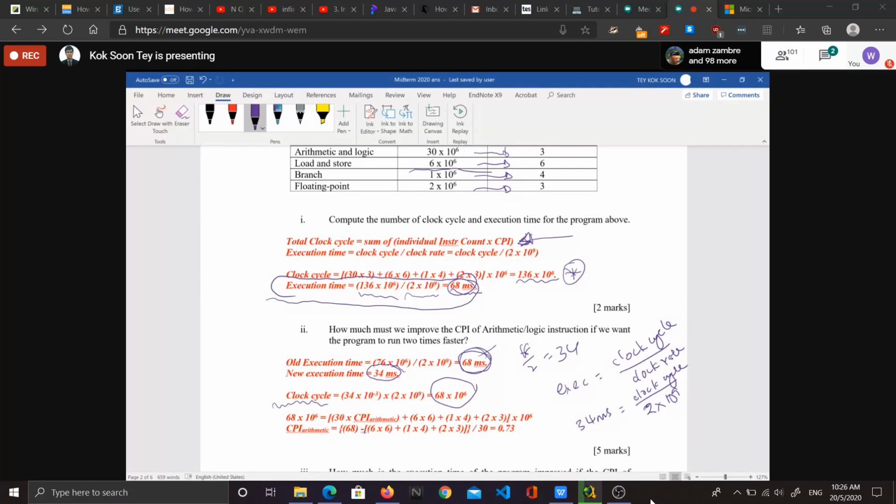6 times 6, 1 times 4, 2 times 3. Only this one, 30 remains, but this one should be a new value. Right? So just arithmetic should be equal to 0.73 for you to make the program execute 2 times faster.